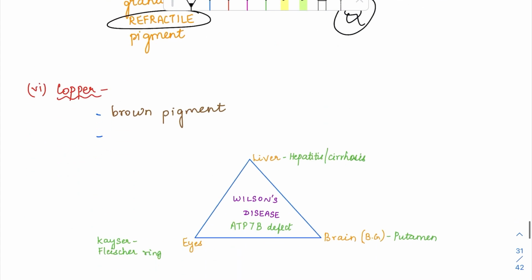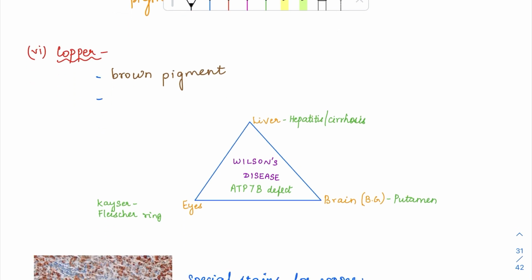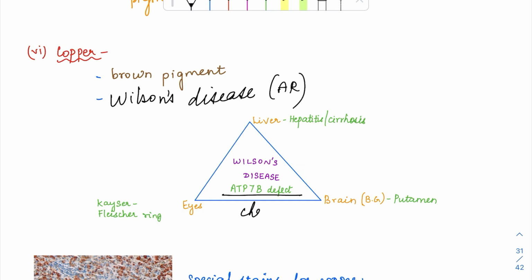So the next pigment will be copper pigment. Copper is a brown colored pigment, and it is going to accumulate in a condition called Wilson's disease. Wilson's disease is again an autosomal recessive condition due to an ATP7B defect on chromosome 13q. In this, copper excretion into the bile is defective. When copper excretion is defective, copper will start accumulating in the hepatocytes, and that will cause damage to the liver.